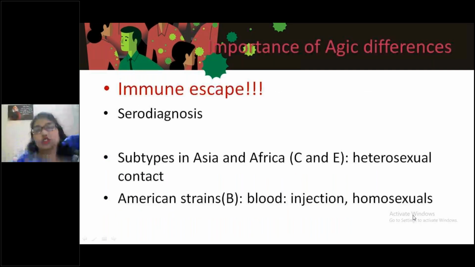The importance of antigenic differences is that there is immune escape. Suppose something goes on changing, we don't exactly know what the particular antigen is, and because of immune escape, there is a major problem. Serodiagnosis is basically done, and because of subtypes in Asia and Africa, because of heterosexual contact, and American strains are also different, we have to have a very global type of diagnosis. We have to have different methods with which we can diagnose all the different types and subtypes.